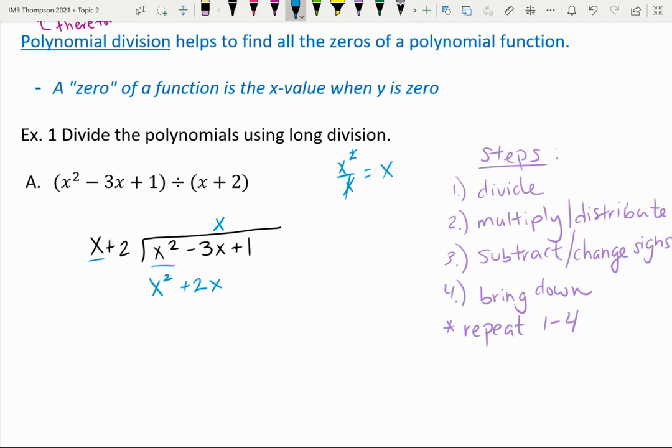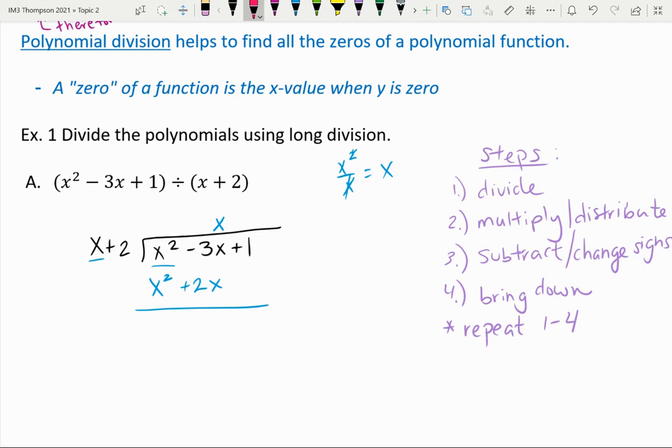I'm going to go over the first 2 steps that I already did. Step 1, I divided. X goes into x squared how much? If I think about x squared divided by x, I'm left with x. So I wrote it above in my x column. And then I distributed. X times x is x squared, kept in my x squared column. X times 2 is 2x, kept in my x column. Any questions yet? Okay.